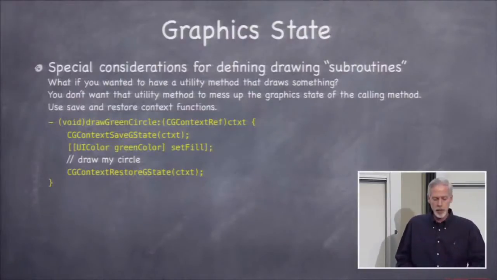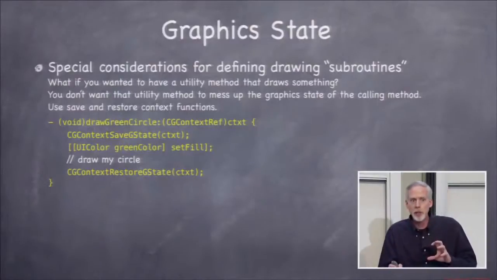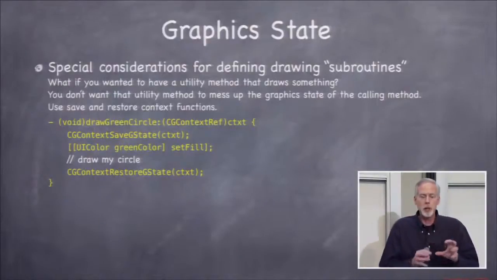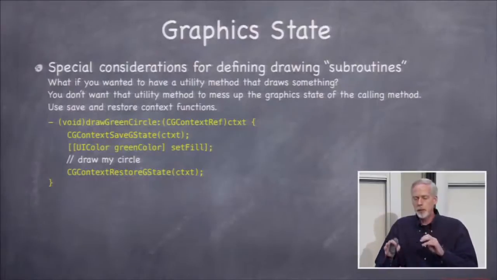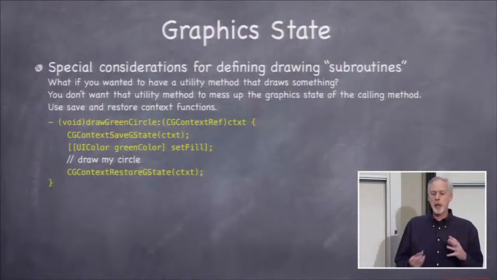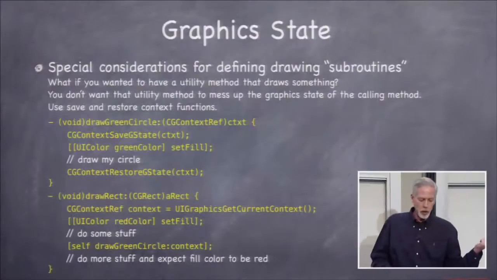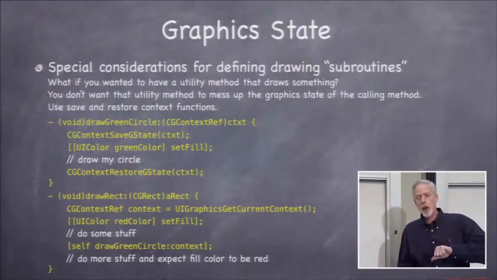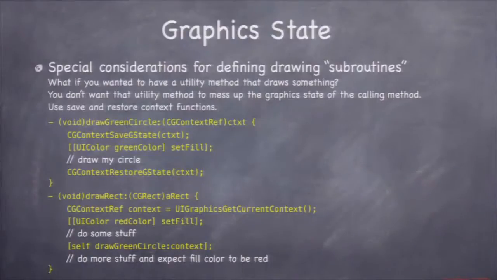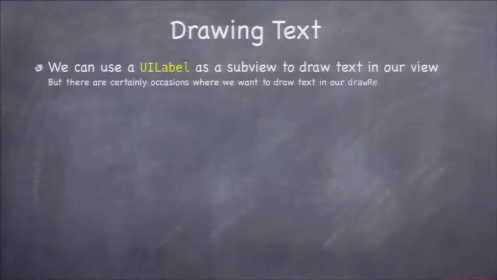CGContextSaveGState and CGContextRestoreGState will save everything, all the fill colors and clipping regions. You go do a bunch of stuff, clip and fill and everything, and then you restore and you're back to where you were. So if you have your drawRect and it calls this draw green circle thing, it won't come back to your drawRect and now everything's drawing in green. So that's a push and pop basically of the state.